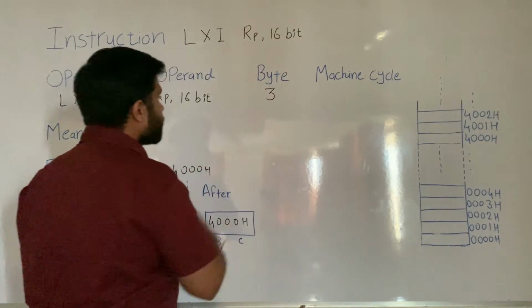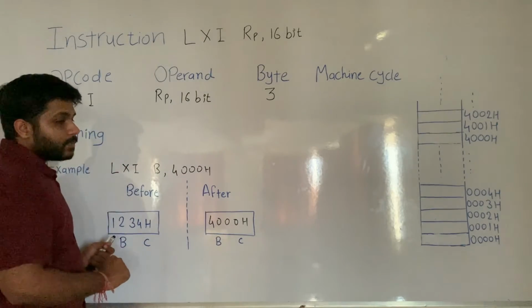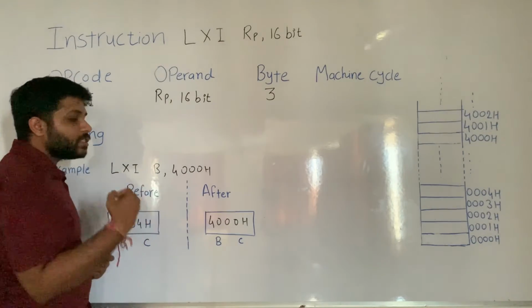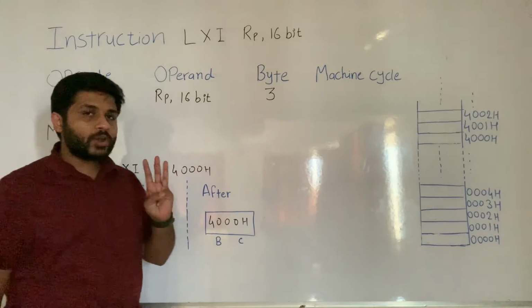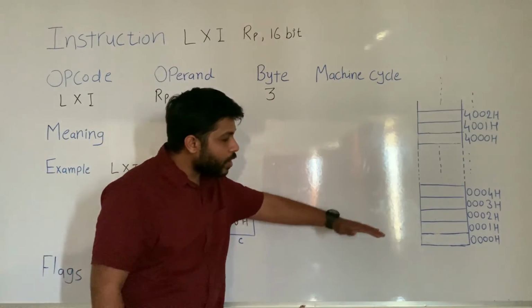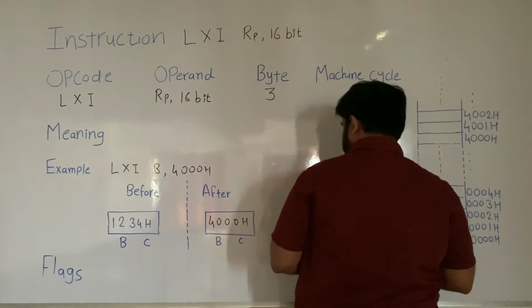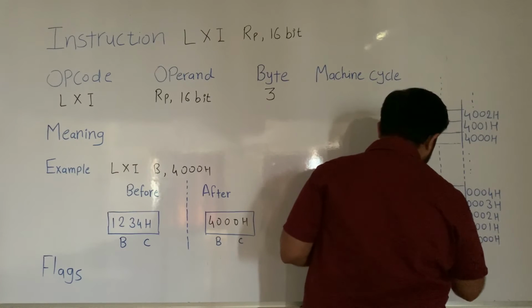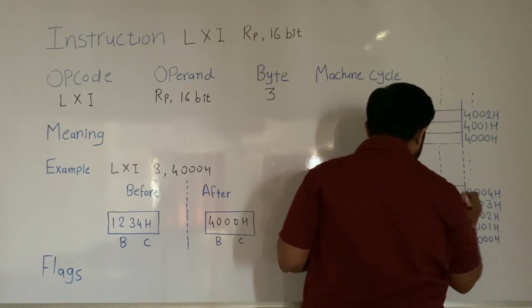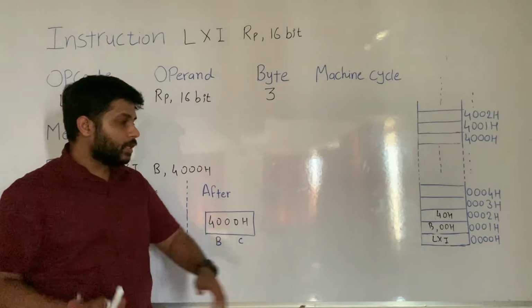Now let's see the machine cycle. You know that this instruction is of 3 bytes. It means when you give this instruction to the memory, it will occupy 3 memory locations. The instruction will be stored from the starting location. In the first location, the opcode will be stored, which is LXI. In the next, the lower byte of the address will be stored, which is 00H, and in the next location, the higher byte is stored. So the instruction is stored in the memory.